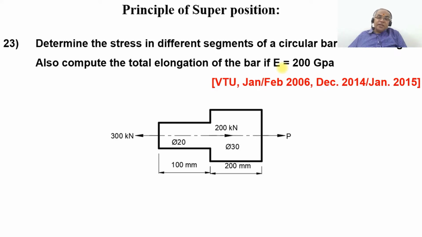What are the different stresses in each segment? So you have two segments here, one having diameter 20 and length 100, and the other having diameter 30 and length 200. Also compute the total elongation of the bar if E equals 200 GPa. Here there are two cross sections of the bar, with loads applied at 300 kilonewton, and here it is 200, and here it is plus P.